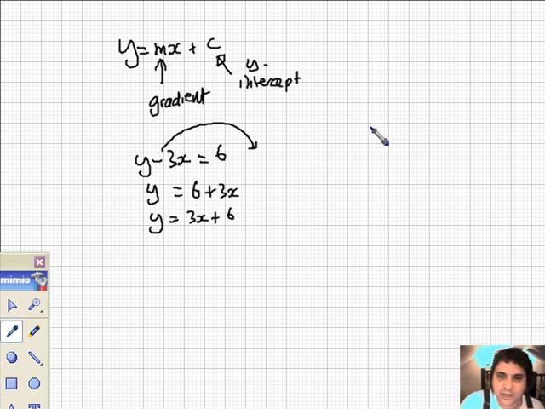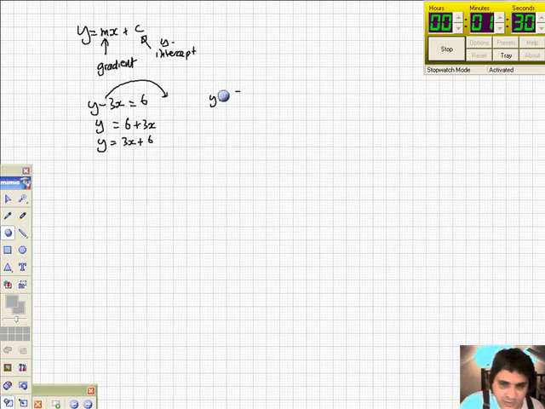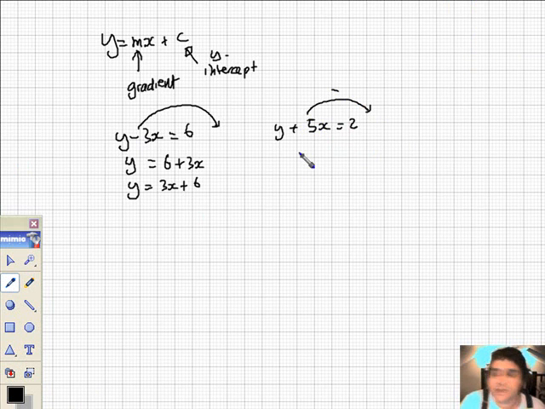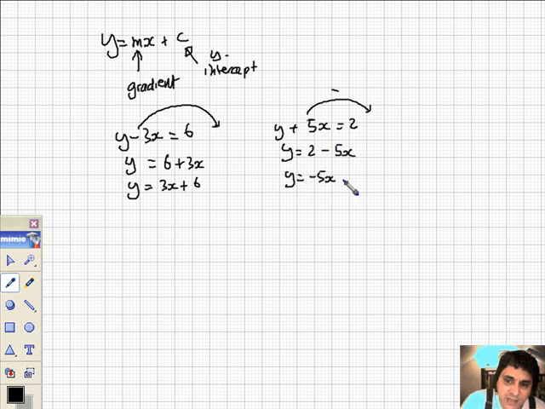Let's do another one. I've got here y plus 5x equals 2. Let's just rearrange it, take it over. It's plus 5x, take it over a negative and minus it. So y equals 2 minus 5x, and that's fine. If you want to write it in this form exactly, we could say y equals minus 5x plus 2. So straight away I can see that minus 5 is going to be the gradient of this graph, and it's going to cross on 0, 2 on the y-axis. I'll do the last one, I think.